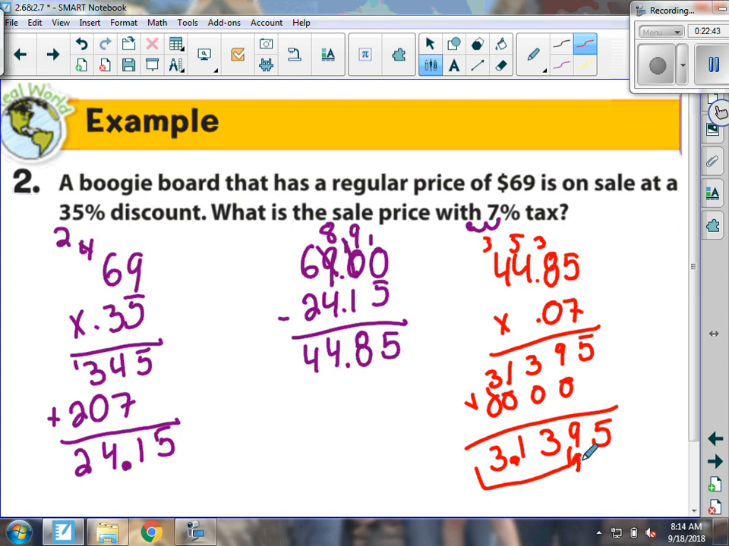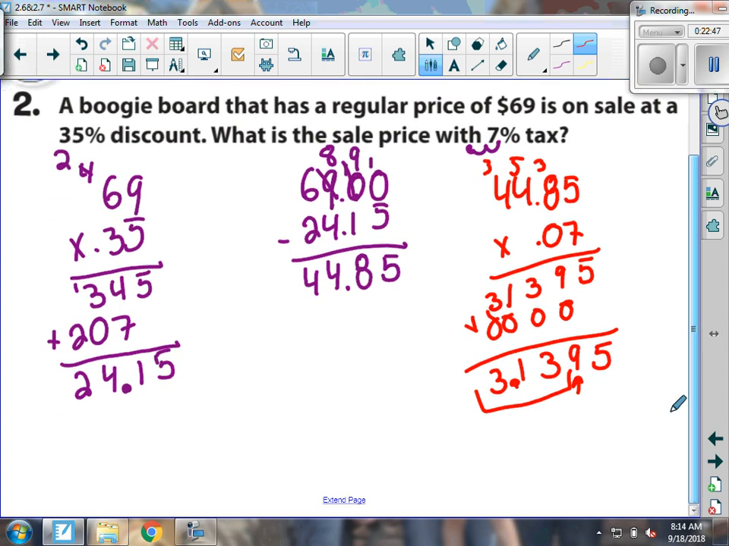So I look at my 9. Is my 9 going to make my 3 go up, or is it just going to drop off? It's going to make it go up. So that means my tax is $3.14. I need to add this to my sale price.